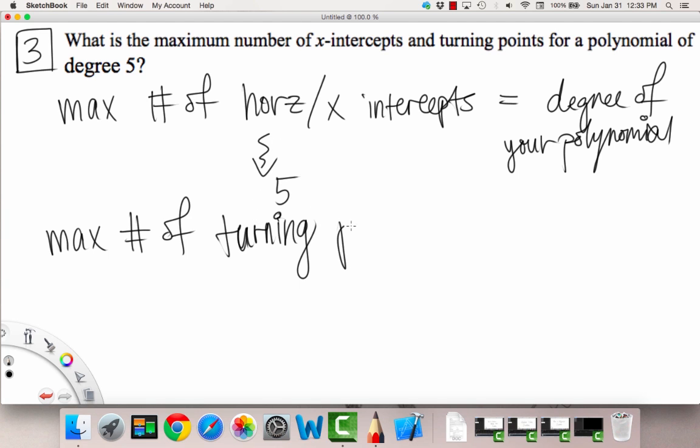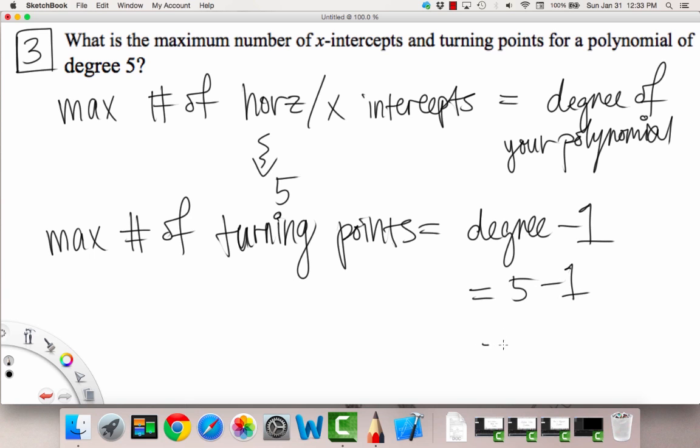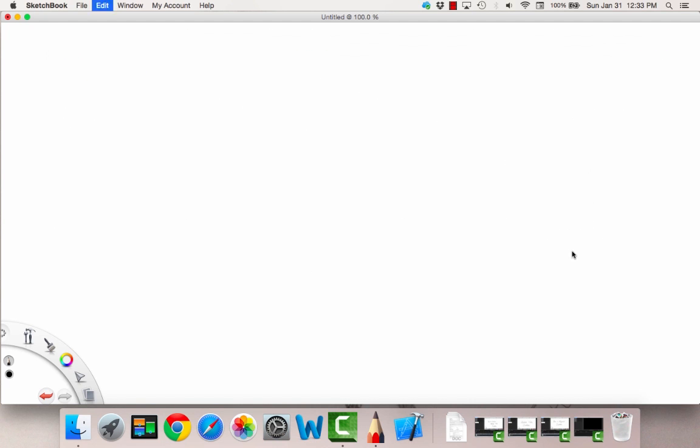Okay, so the maximum number of turning points is equal to the degree of our polynomial minus 1. So in our case, that would be 5 minus 1. So our maximum number of turning points is 4. Okay, so let me just draw pictorially what this looks like on the next slide.